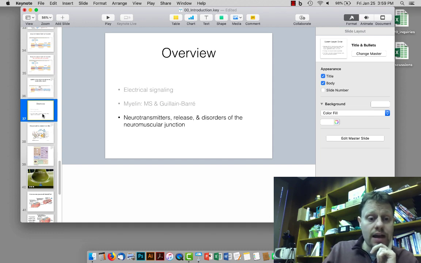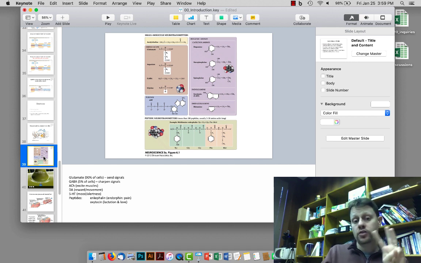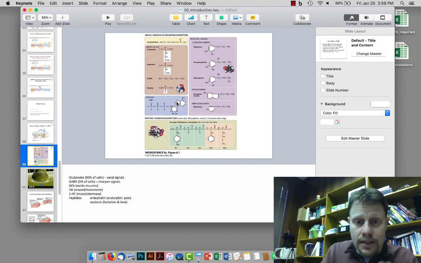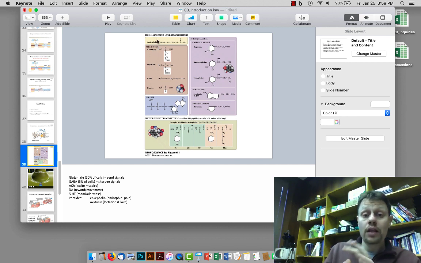And in the context of synaptic transmission, we began by talking about the various neurotransmitters. The three neurotransmitters to know for unit 1 are glutamate, GABA, and acetylcholine, which is shown up here at the top. Acetylcholine is going to come up a lot more throughout the semester. Actually, all three of these are going to come up a lot more throughout the semester.